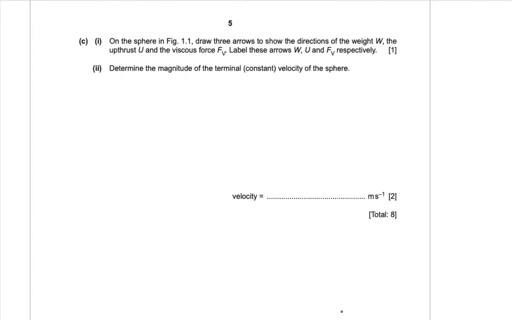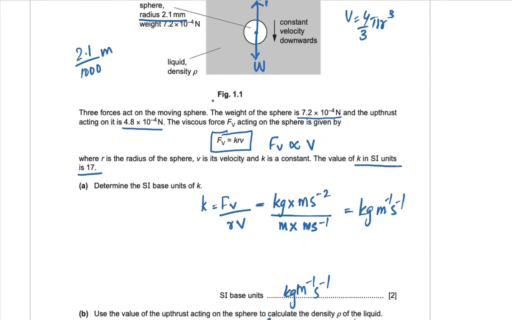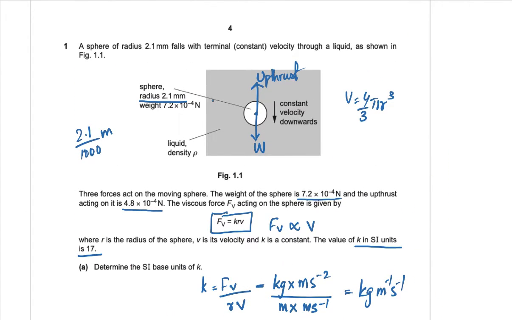Part C1, on the sphere in figure 1.1, draw 3 arrows to show the directions of the weight W, the upthrust U, and the viscous force. Label these arrows W, U and FV respectively. Alright, so we have to go back to figure 1.1 and label all 3 forces that act upon this sphere. The weight obviously acts downwards from the center and the upthrust has to be upwards. Now, what about the viscous force? It always acts against the direction of the motion.